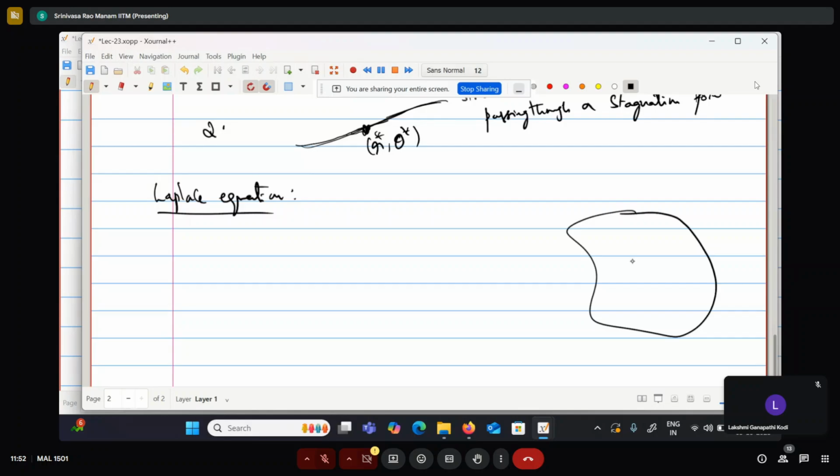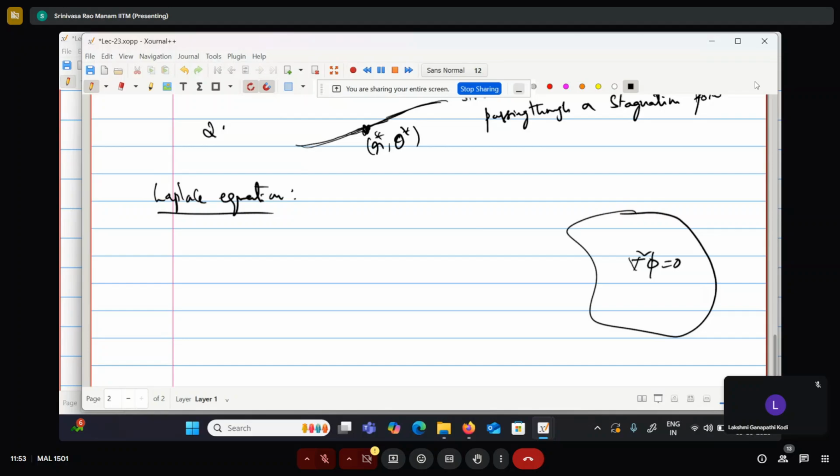So here, this is your del square phi equal to 0. In the Dirichlet problem, we have nothing to do with the fluid dynamics here, so we don't care what the phi value is. That is not relevant. You don't know phi on the boundary.